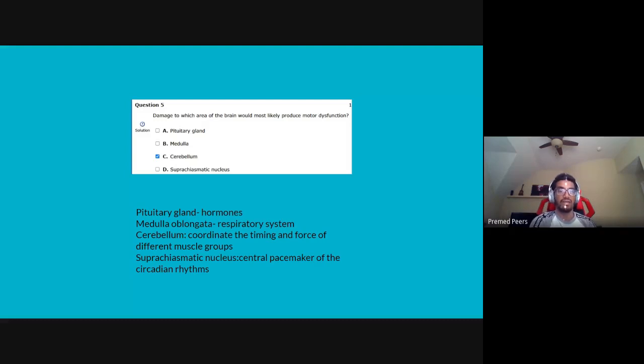We have the cerebellum, which is actually the motor coordination, the balance. It's what gets really affected when you drink alcohol. And so this is the area of the brain that would actually produce motor dysfunction if it is impaired. So this is the right answer. And to finish out with the last answer choice, the suprachiasmatic nucleus, that is just a part of the brain that works to keep our circadian rhythms, our biological clocks, intact and working properly. So it wouldn't have any direct effect on motor function as well.